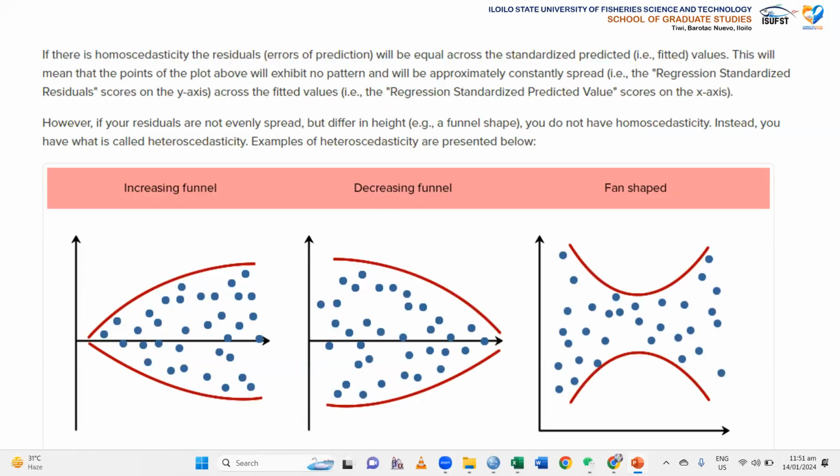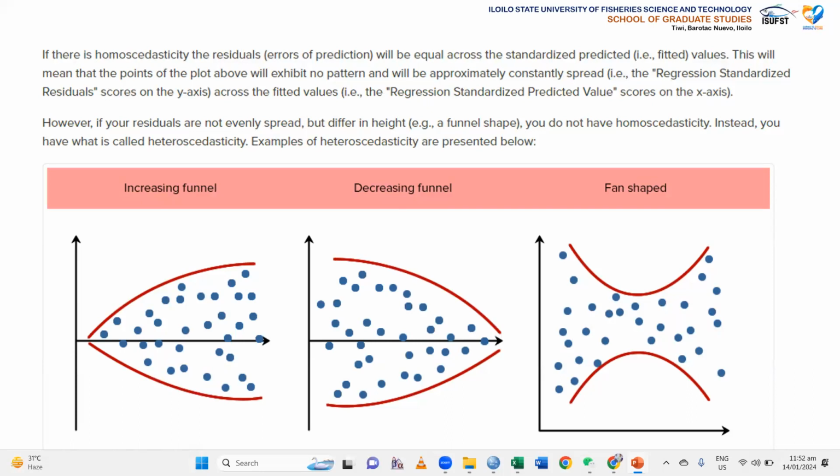So if there is homoscedasticity, the residuals or errors of prediction will be equal across the standardized predicted, or that is your fitted values. This will mean that the points of the plot above will exhibit no pattern and will be approximately constantly spread. That is, the regression standardized residual scores on the y-axis across the fitted values.